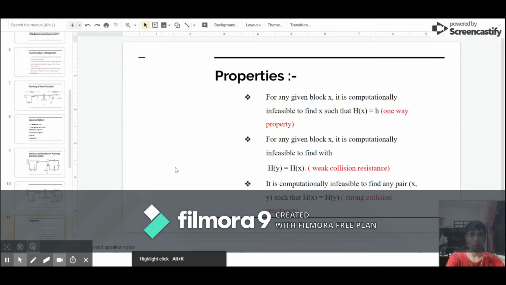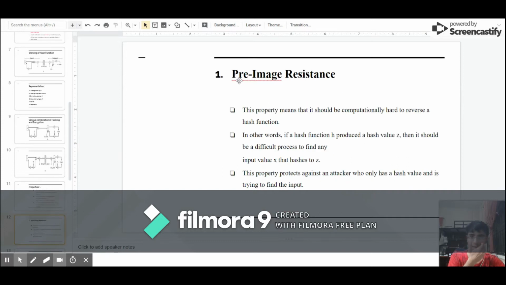Now we'll talk about the properties of the hash function. There are mainly three properties of hash function. The first property is pre-image resistance. This property means that it should be computationally hard to reverse a hash function. In other words, if a hash function h has produced a hash value z, then it should be difficult to find any input value x that hashes to z. This property protects against an attacker who only has the hash value and is trying to find its input.